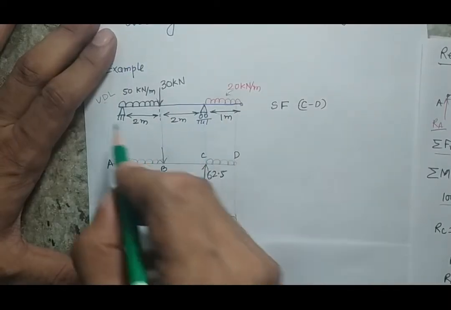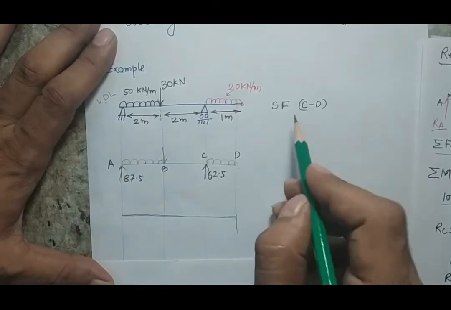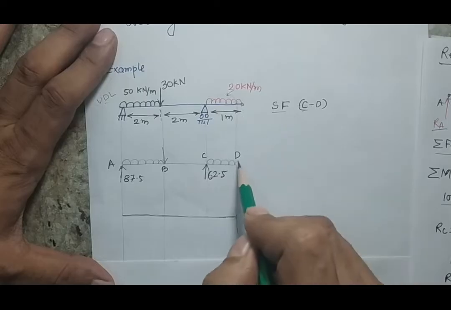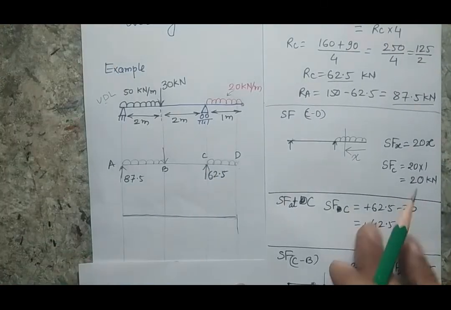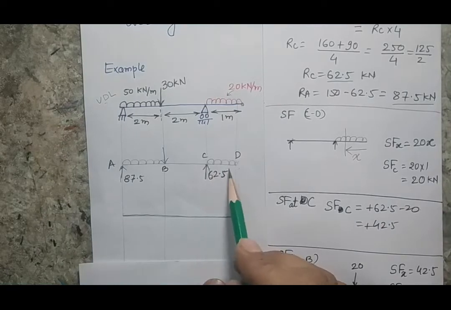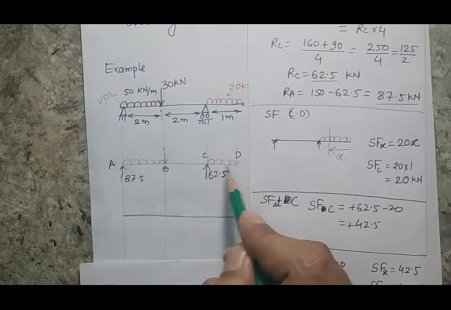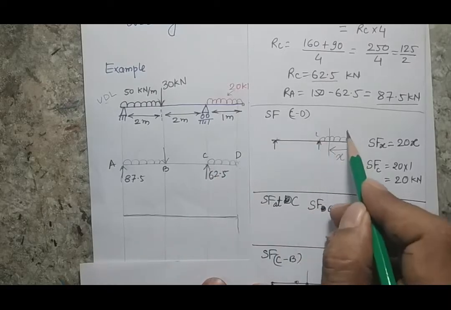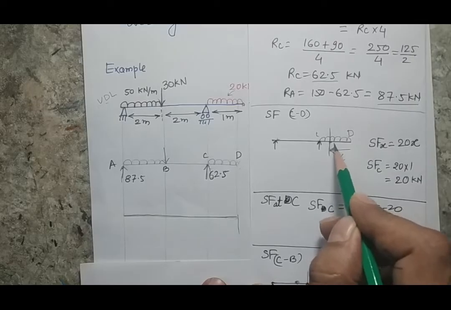First let's label the points A, B, C and D, and first I will make the shear force diagram for section D to C. For doing that, as I know that this is a uniformly distributed load, what I will do is assume a distance x between C and D. So this is point C and this is point D. I am assuming somewhere in between a point x. And why am I doing so?